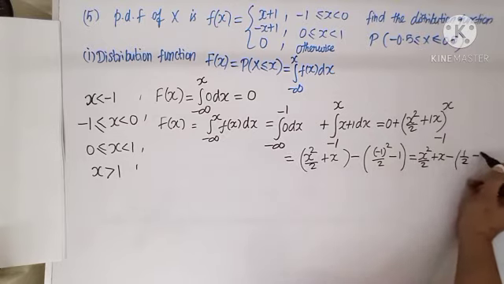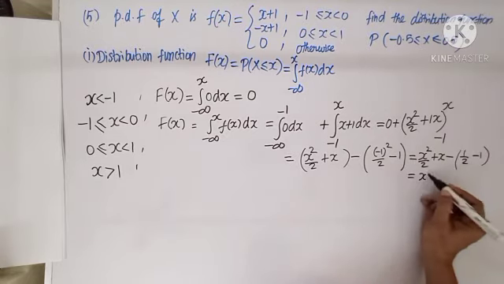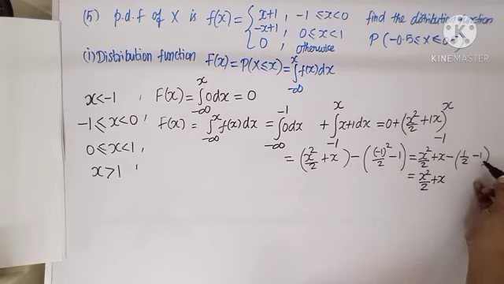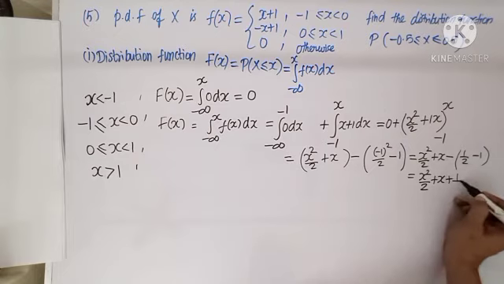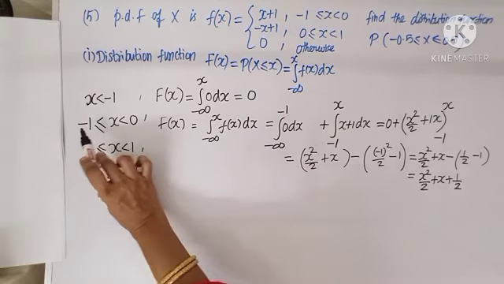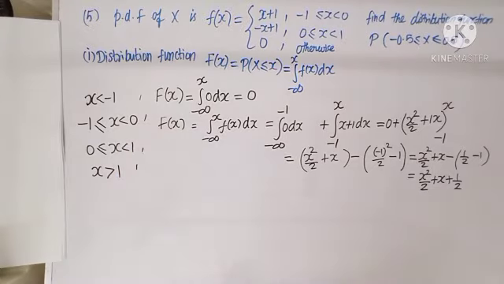1 by 2 minus 1. Or we get x square by 2 plus 6. Half minus 1 is minus half. Minus half into minus is plus half. And that is the function when x is between minus 1 and 0.